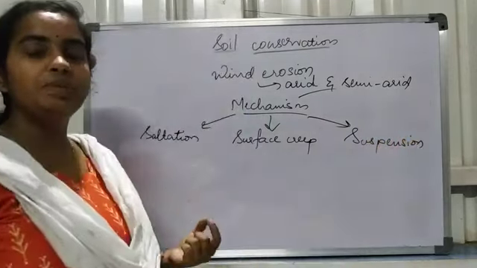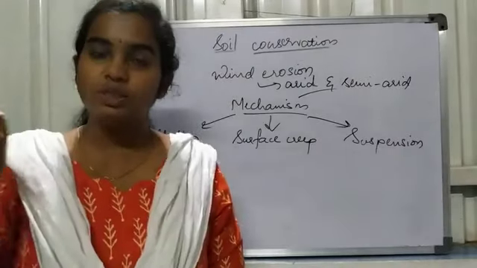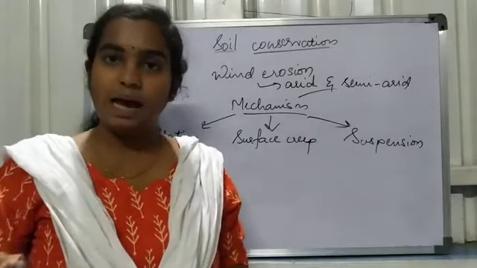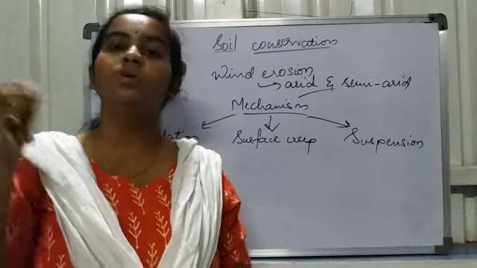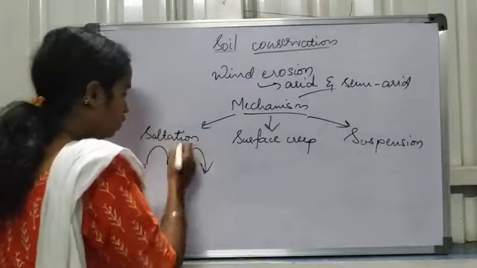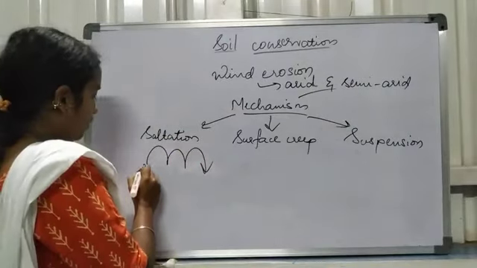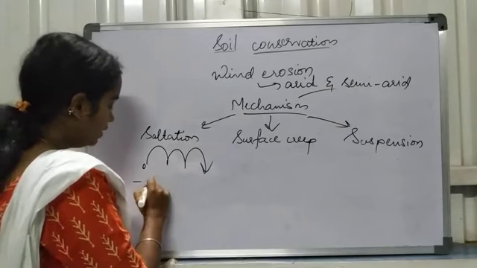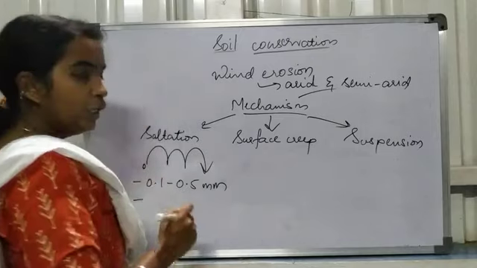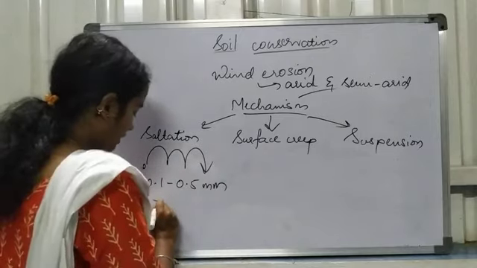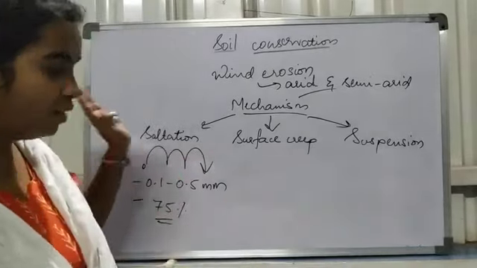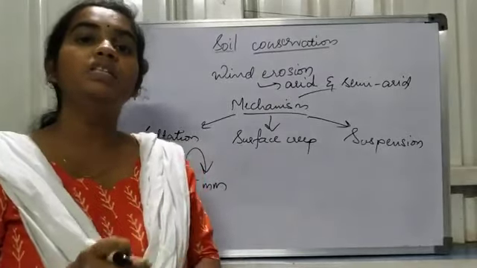Here, saltation means a series of jumping. The lighter particles will be jumped because of the high velocity of the wind, and they will be transported from one place to another. The size of the particles involved in saltation is between 0.1 to 0.5 mm. Up to 75% of the soil which is lost is because of this saltation. Saltation means a series of jumping.